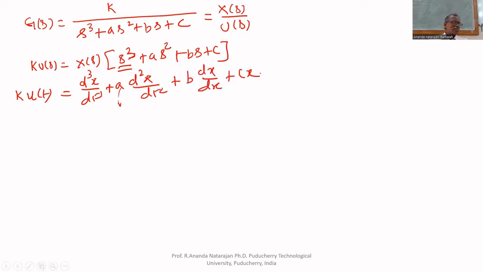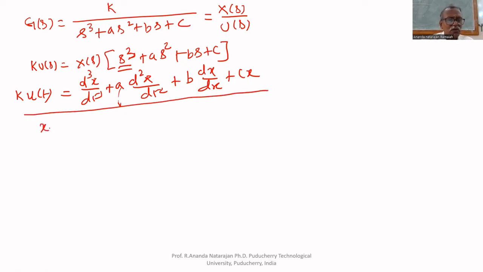So this is the differential equation. For that, we obtained the transfer function like that. So this can be written as a state space model. How am I writing? Let us see.